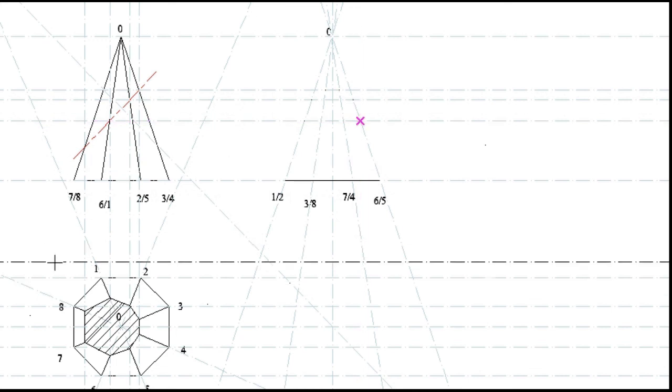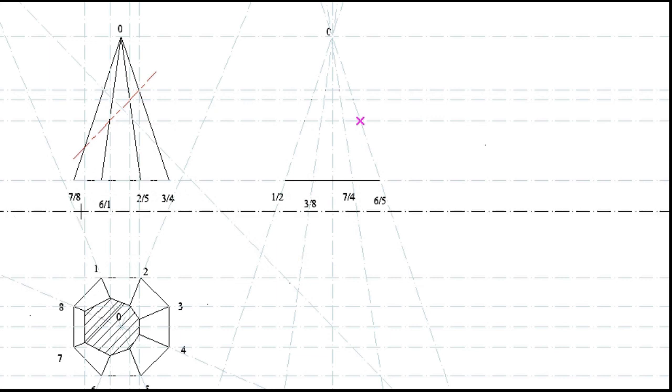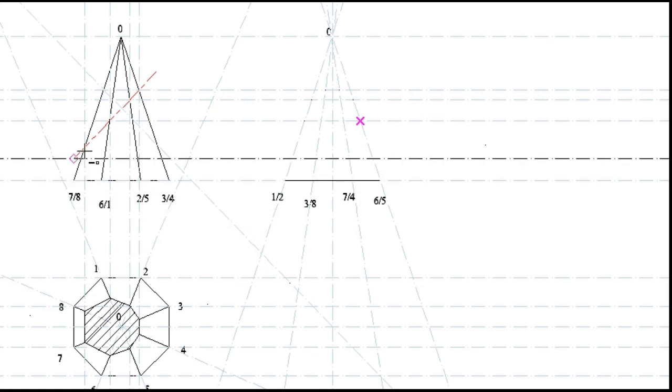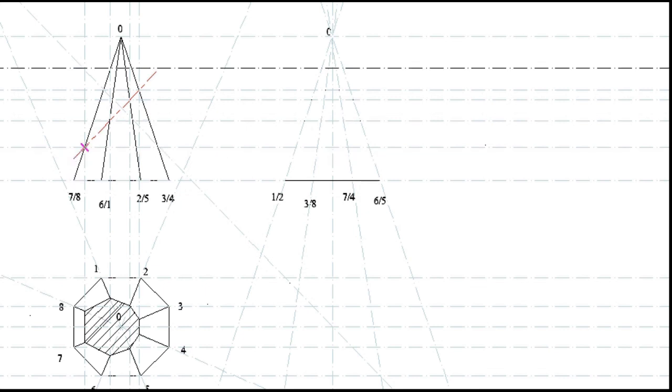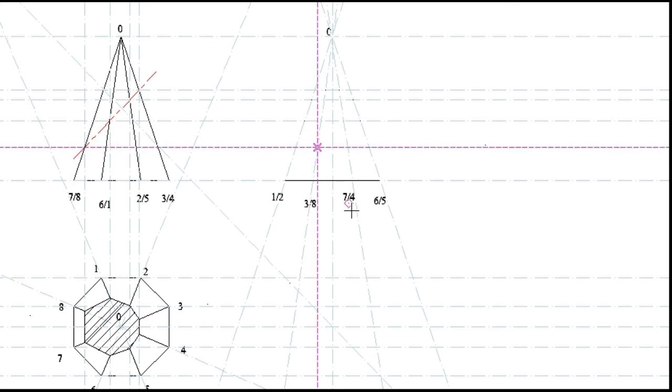And then for the last time, I will draw another construction line which will affect point number 7 and number 8. Where they intersect, I draw a construction line to my left view. Then I go to my left view and look for point number 7 and number 8, where number 8 is here and number 7 is here.